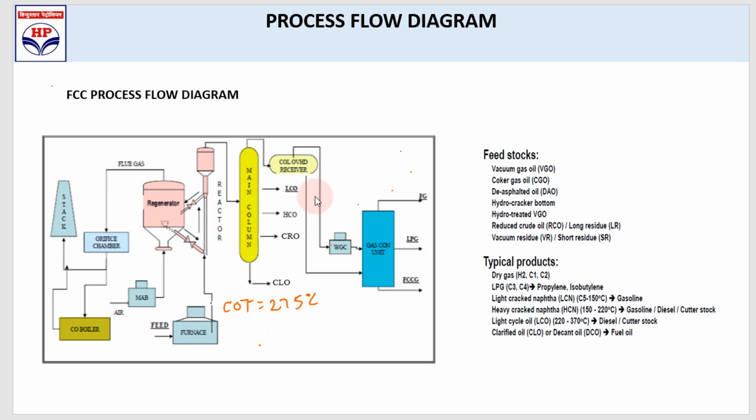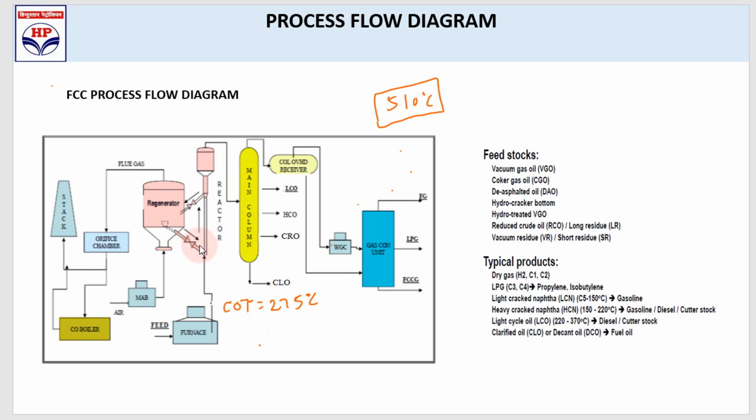So the reaction happens, the objective of the reaction is at what temperature? 510 degrees Celsius. So how do we achieve this 510 degrees Celsius temperature? Any guess? Basically it goes into the reactor riser. And in this reactor riser, what happens? In the regenerator we get a catalyst, right?